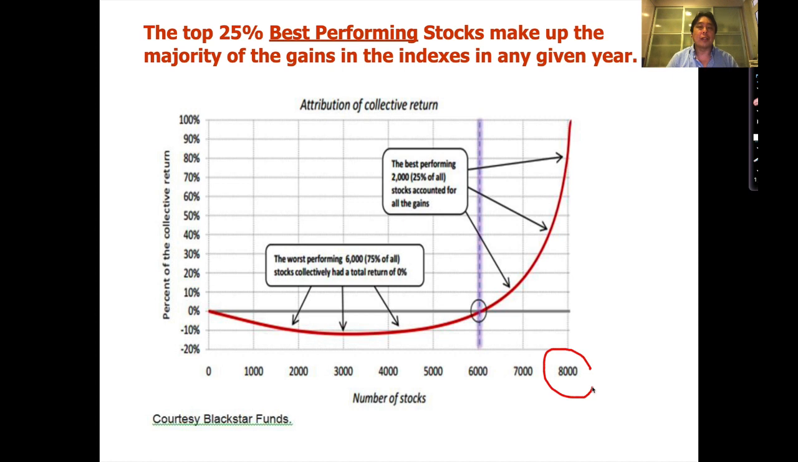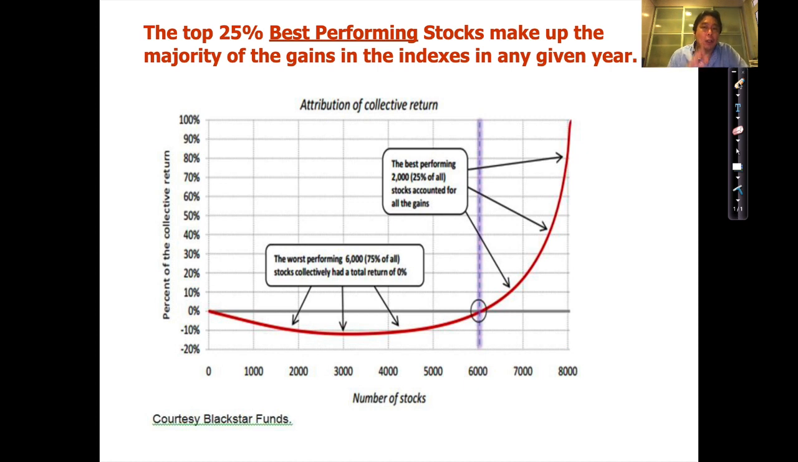8,000, okay? And here's something interesting. On any given year, the best performing stocks, which are the top 25%, would be about 2,000 of them. The best performing 2,000 stocks actually account for all of the gains of the market. And the other 75%, or the other 6,000, collectively, some make money, some lose money, only return 0%. So that means that to make money in the markets, you have to identify the top 25% of best performing stocks, because these actually make up the majority of the gains in the index on any given year.